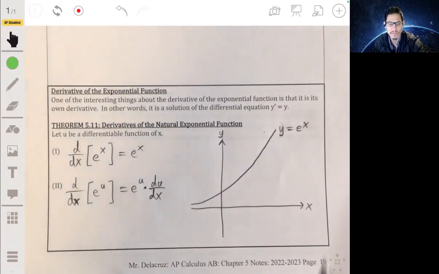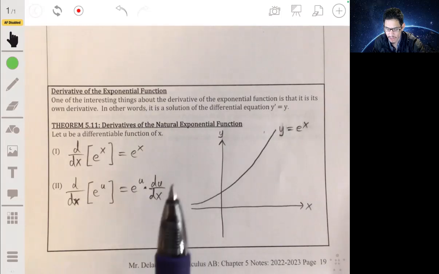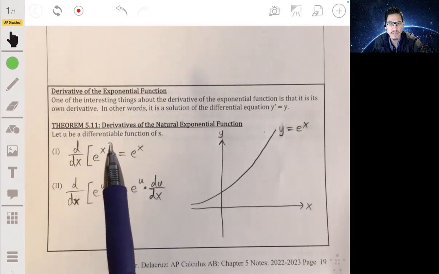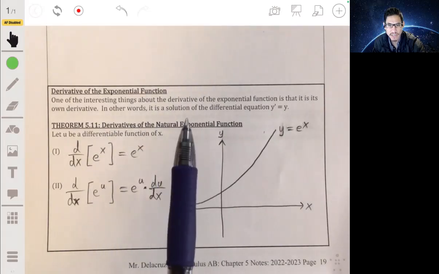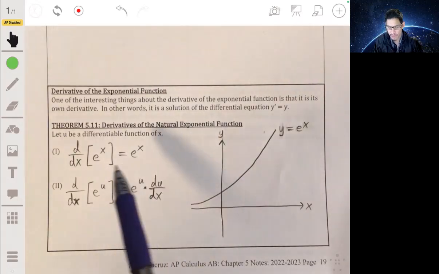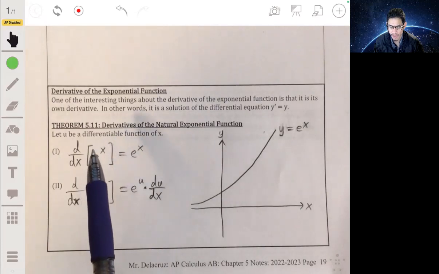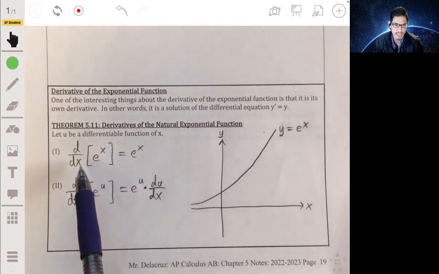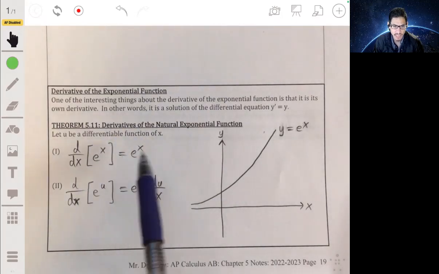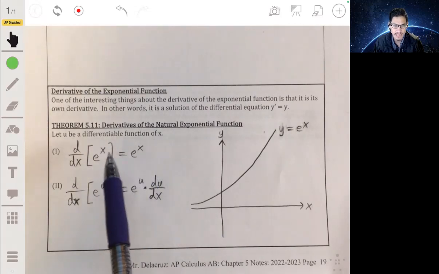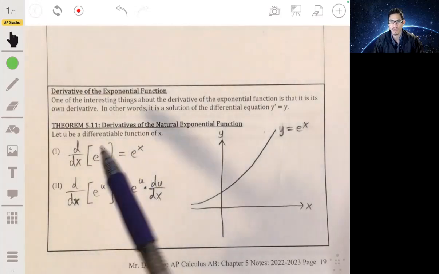Okay, so now one of the craziest things about the natural exponential function is that it's actually its own derivative. So what does that mean? Well, it literally means that if you take the derivative of e to the x with respect to x, the derivative is e to the x. That's literally what it means.